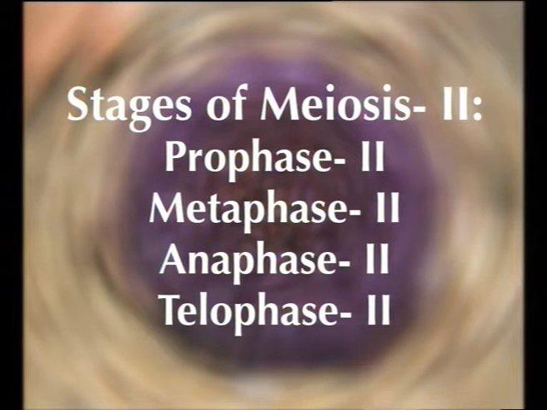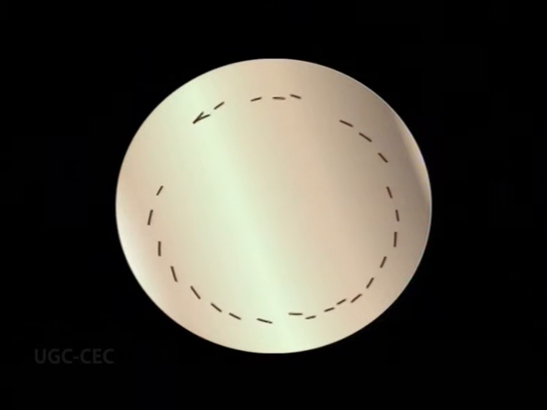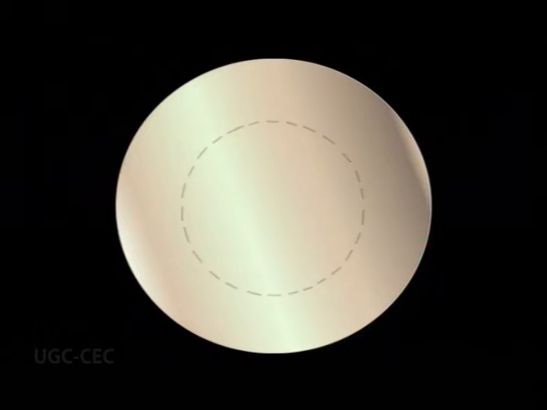Prophase II, Metaphase II, Anaphase II, and Telophase II. In Prophase II, the nucleoli and the nuclear envelope disappear again, and the chromatids shorten and thicken. Centrioles move to the polar regions and arrange spindle fibers for the second meiotic division.